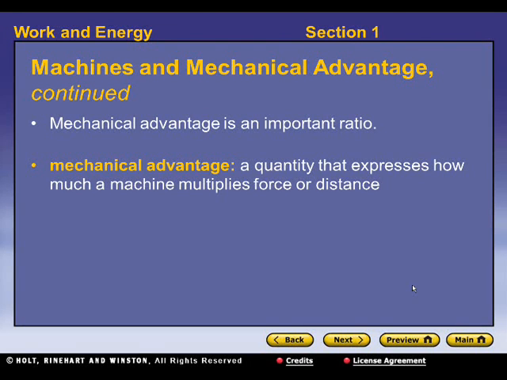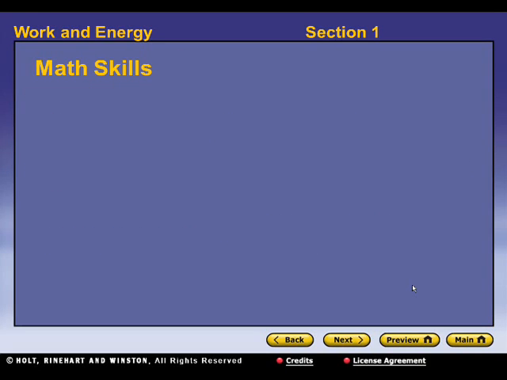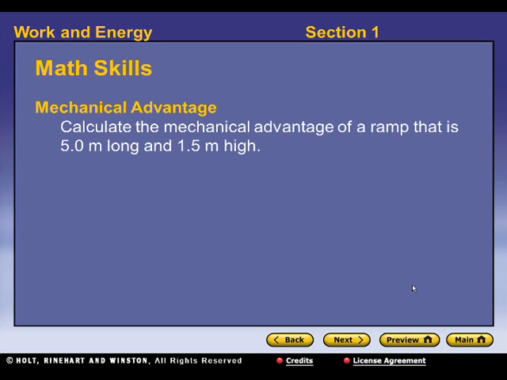Mechanical advantage is a quantity that expresses how much a machine multiplies our force or distance. So mechanical advantage is the output force divided by the input force. And mechanical advantage is also equal to input distance over output distance. Output force is how much force the machine puts out. The input force is how much you put into it, so it multiplies your force. But with distance, like a ramp, you would put in a lot of distance and the ramp would only move an object up so much.